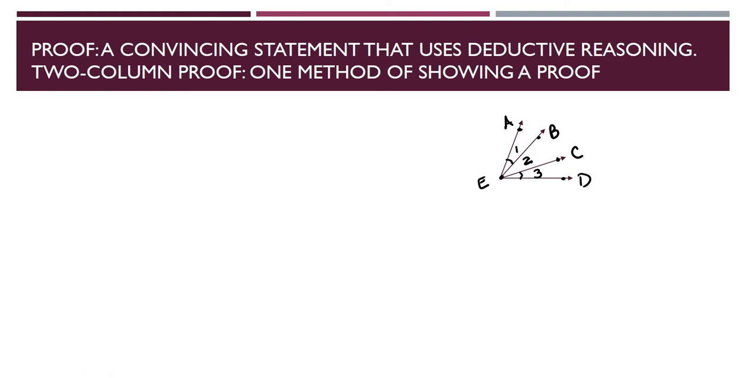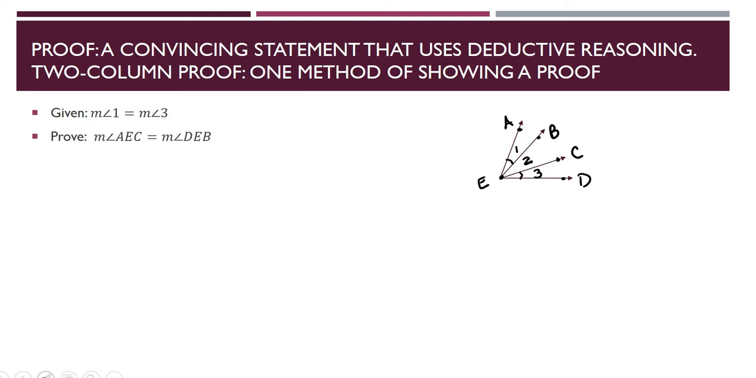All right, a proof. A proof is a convincing statement that uses deductive reasoning, and a two-column proof is one method of showing a proof. So draw this diagram and write down the fact that we are given in the diagram that measure of angle 1 equals measure of angle 3. So write all that down and come on back.